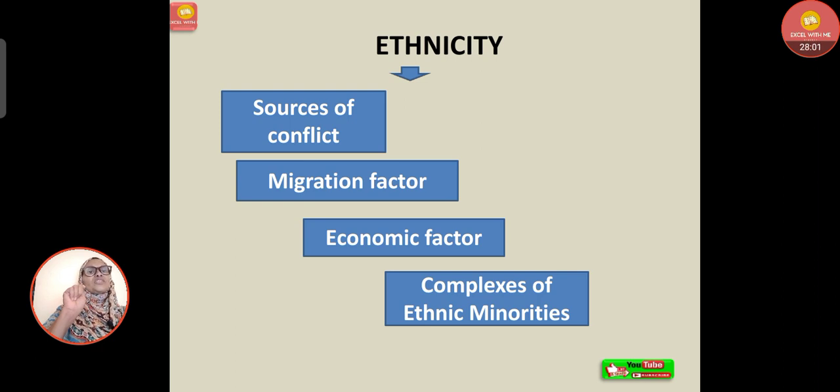Then complexes of the ethnic minorities. That is, in a multi-ethnic state, the ethnic minorities suffer from a fear complex. Under this fear, the smaller ethnic groups consider the dominant or the largest ethnic group as ruler.